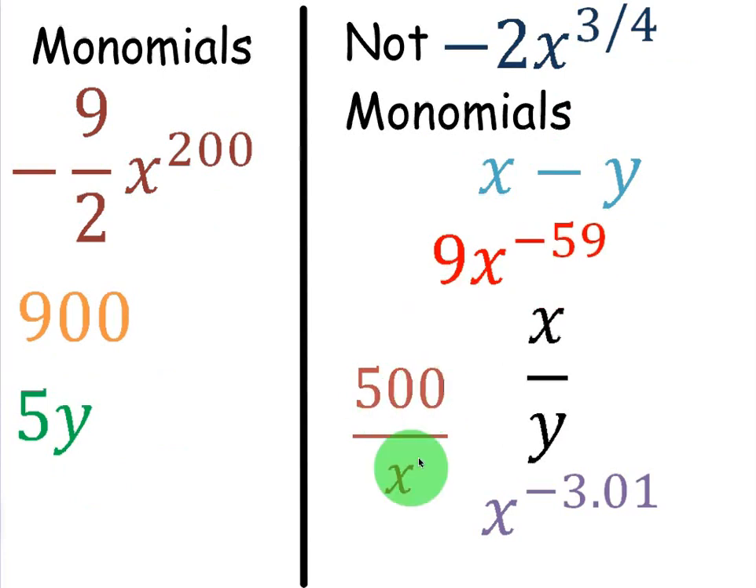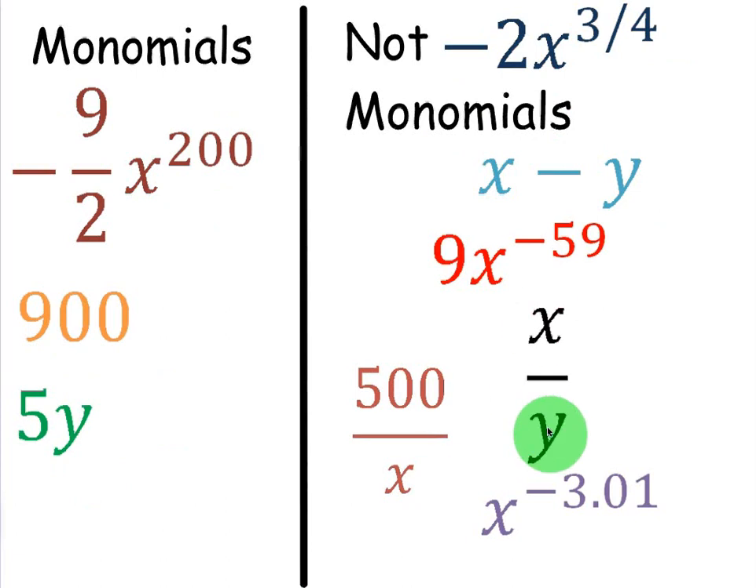500 divided by x. Again, if you were to convert that, it would be 500x to the negative 1. The exponent is negative, and therefore it's not a monomial. Another way to look at it is, if you ever have a variable in the denominator, that is not a monomial. It's actually called a rational function. We'll talk about that later.